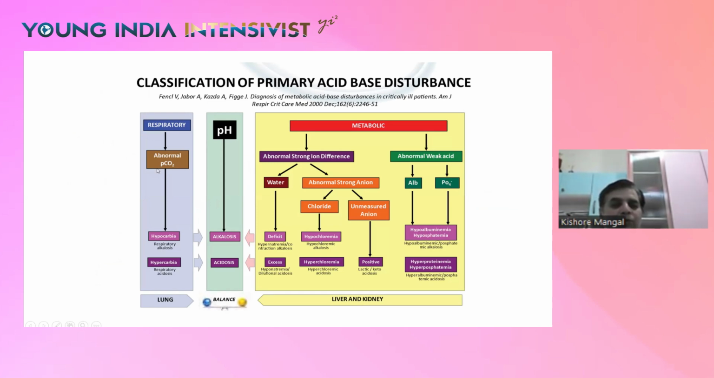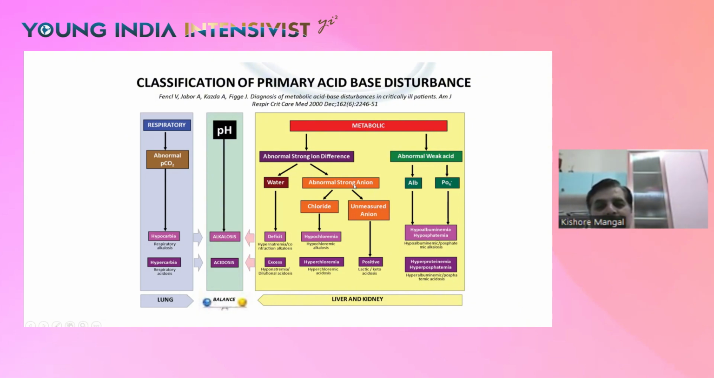Respiratory is similar to what we see in the traditional one. Hypocarbia leads to respiratory alkalosis, hypercarbia leads to respiratory acidosis. But the metabolic classification is a little different. It can be either because of strong ion difference or abnormal ATOT. Okay, and strong ion difference can be because of sodium disorder, which is actually a water disorder. So if water deficit is there, that leads to hypernatremia. It leads to contraction alkalosis, metabolic alkalosis. If there is a water excess, this leads to dilutional acidosis or hyponatremia.